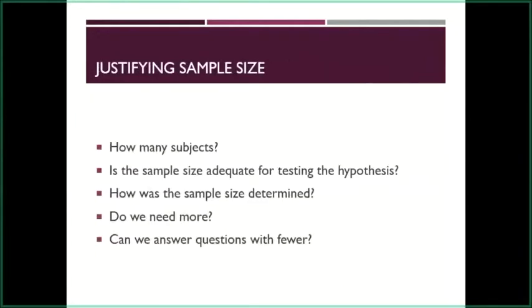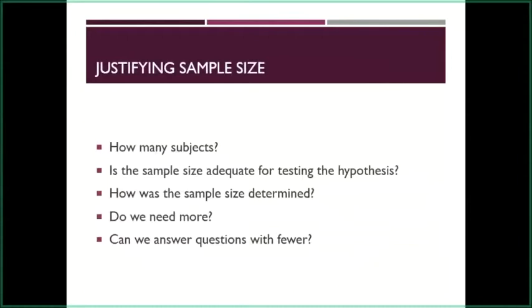Once you have that number, you're going to have to justify it. You have to be very clear when you're writing your grant application. How many subjects are you asking for? And be honest, is that adequate for testing the hypothesis? If it's not, again, you should be upfront. Do you need more? Why aren't you asking for more?